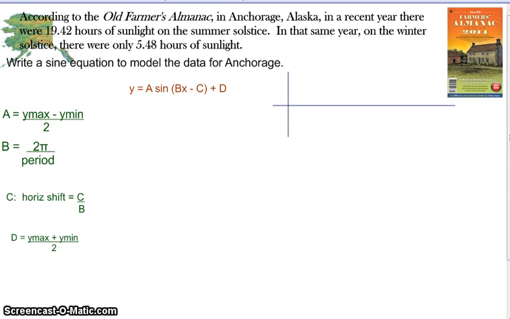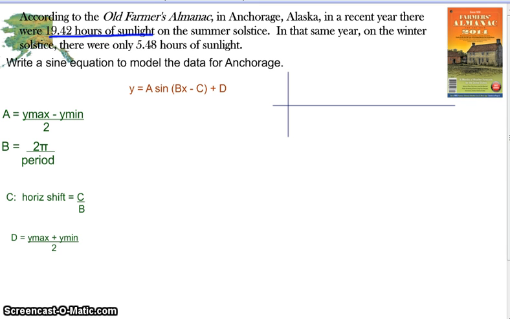So let's do the Farmer's Almanac question about Anchorage, Alaska and how many hours of sunlight they have. This one was on one of your handouts. It's number 4. It says on the summer solstice in Anchorage in 2007, there were 19.42 hours of sunlight.